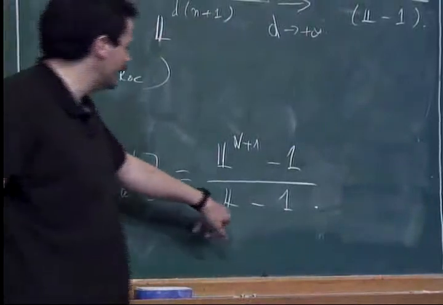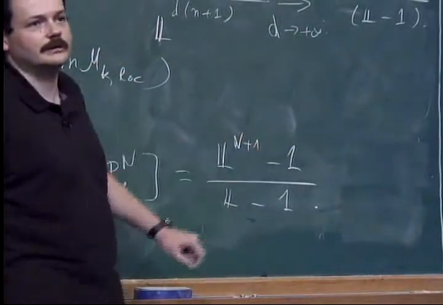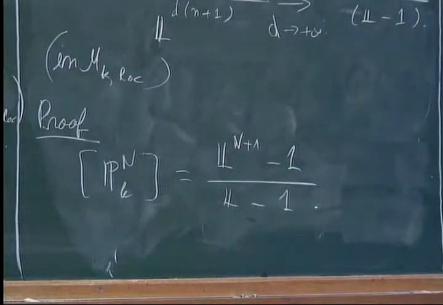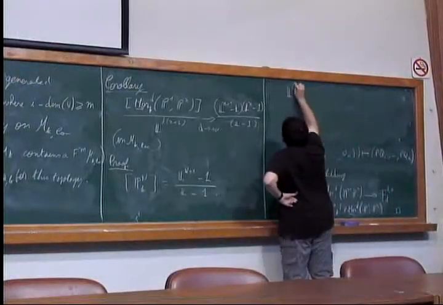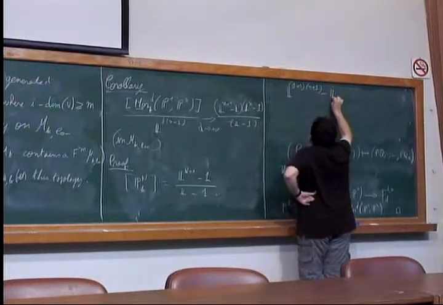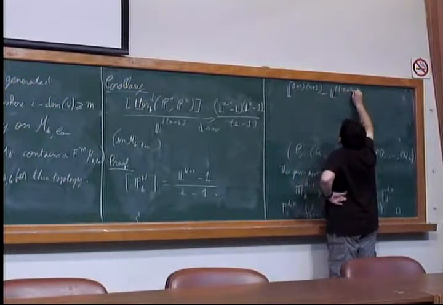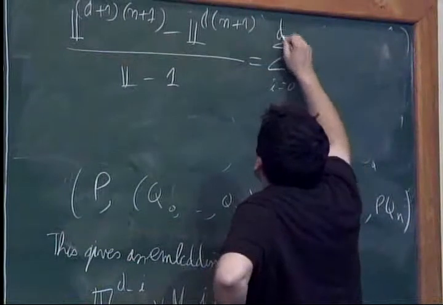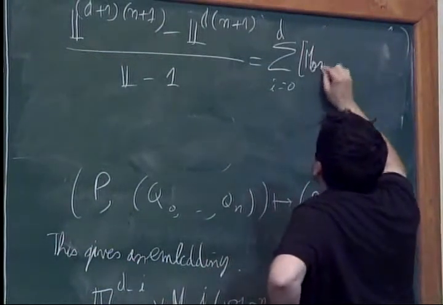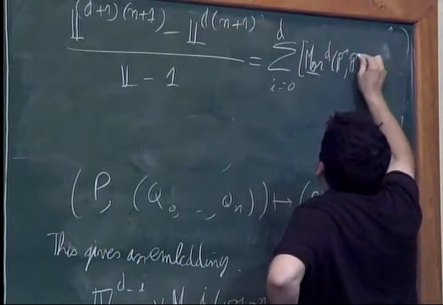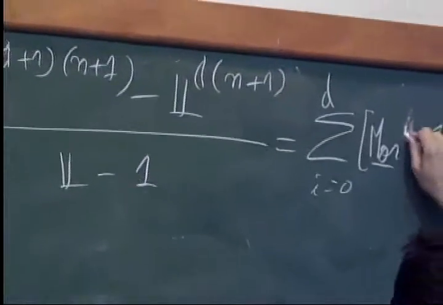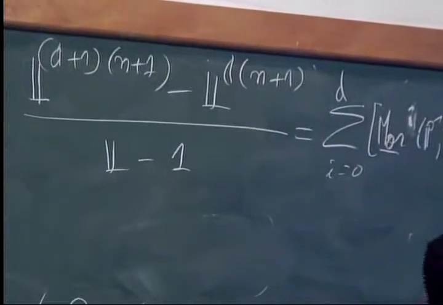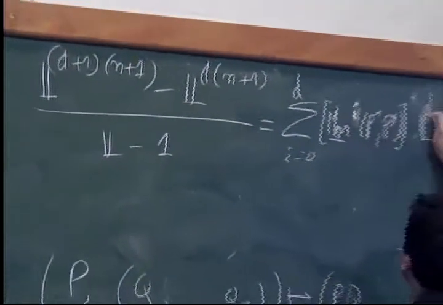So I should say that I did not invert L minus 1. But of course, this is a polynomial in L, so it makes sense. So therefore, we get the following relation. It will be L to the d plus 1 times n plus 1 minus L at the power d times n plus 1 divided by L minus 1 is equal to the sum for I going from 0 to D of the class of what we are interested in, morphisms of degree I from P1 to Pn, times the affine space, that is L at the power D minus I.